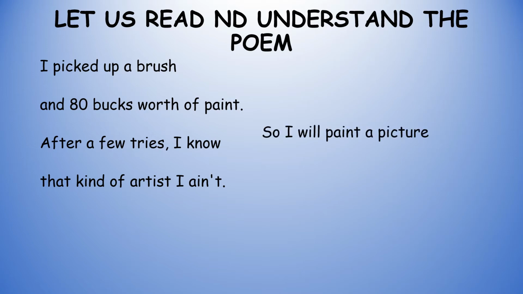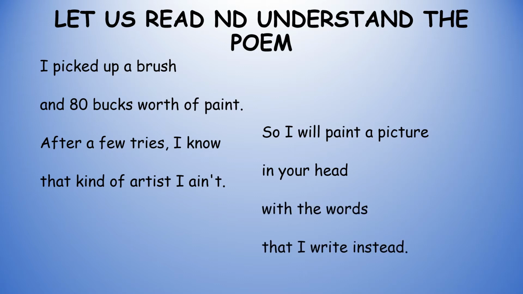So I will paint a picture in your head with the words that I write instead. So instead of drawing the picture on the canvas, the poet decides to paint a picture inside our mind, inside the mind of the people who are reading the poem. How? By writing the words, by explaining what the poet wants to paint or what the poet wants to draw, by explaining those in words, by writing a poem, the poet wants to paint the picture in our mind.